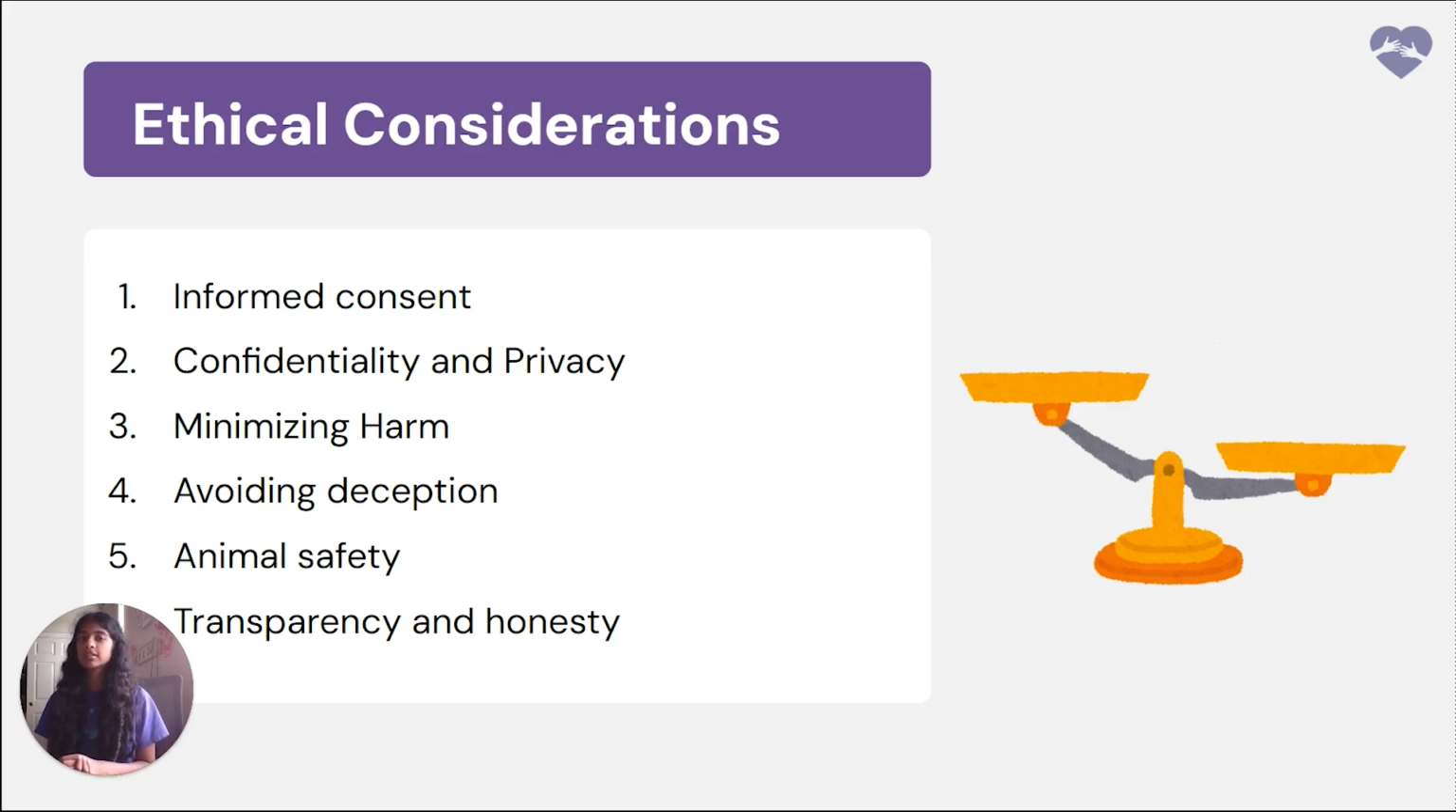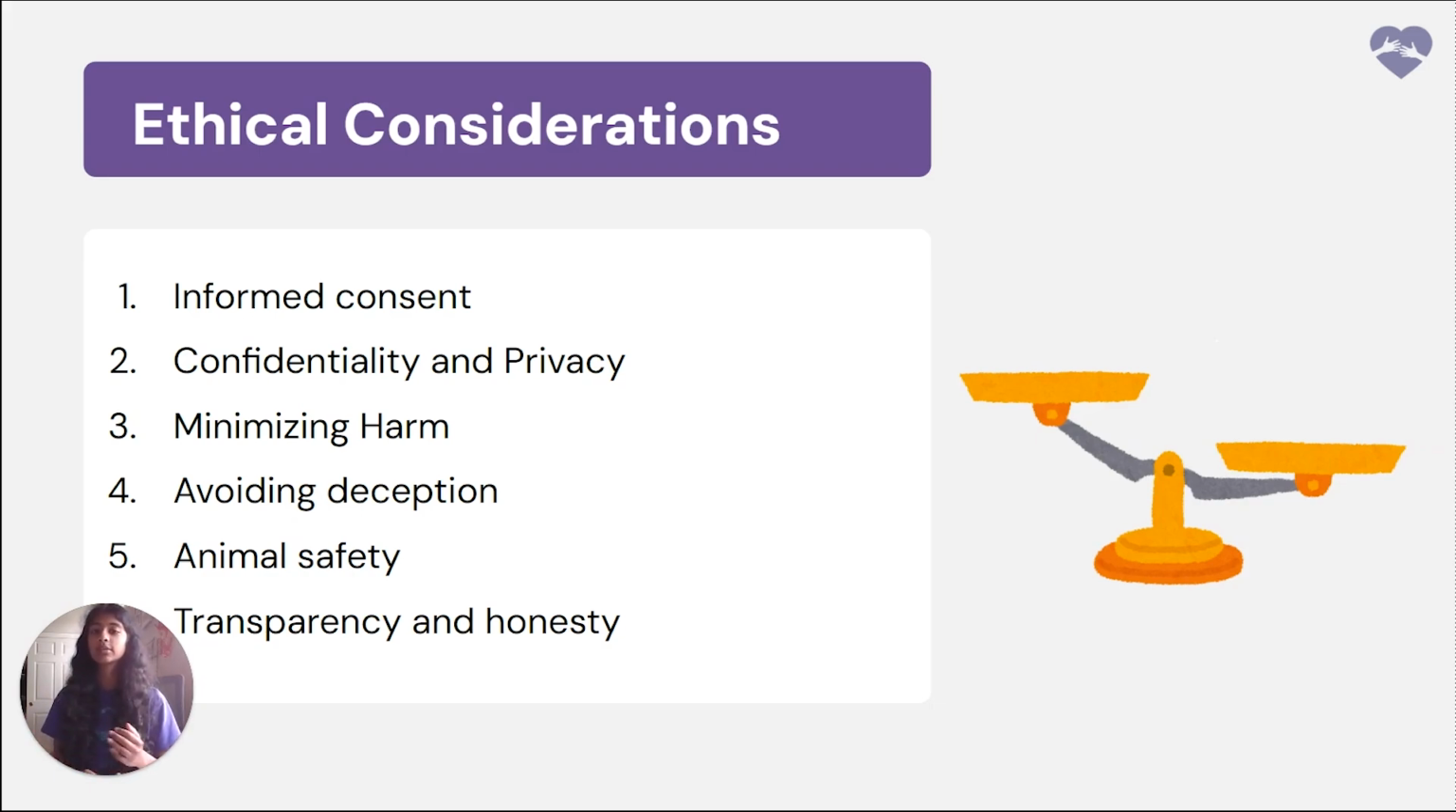The third one is minimizing harm. This one is really crucial because we must take steps to reduce any potential physical or psychological harm to patients. This means careful planning and readiness to provide support if any participant feels unsafe or in danger during an experiment. The fourth one is avoiding deception, which is about being honest. If deception is necessary for the study, like you're hiding some information from the participant if you're performing a psychological experiment, it must be justified and participants should know that this has happened to them afterwards.